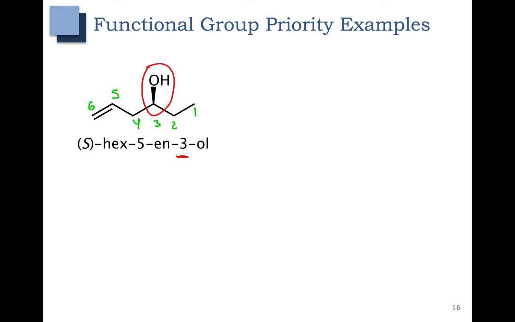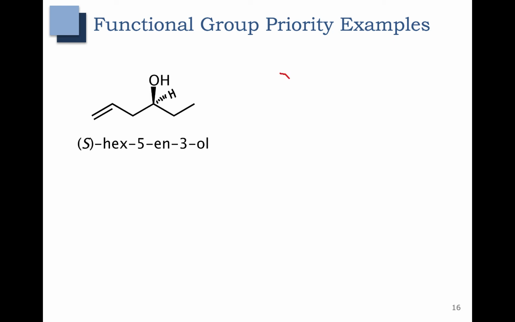Okay, so we get the alkene at 5. That's why we have a 5-ene. The alcohol we already talked about, that's a 3, and we have a 6-carbon chain. So that makes it a hex-ene-ol because it has both an alkene and an alcohol. Let's quickly address the stereochemistry.